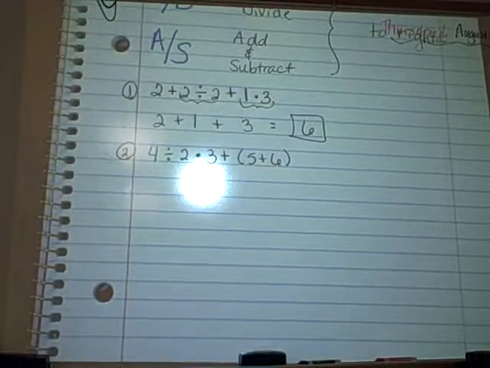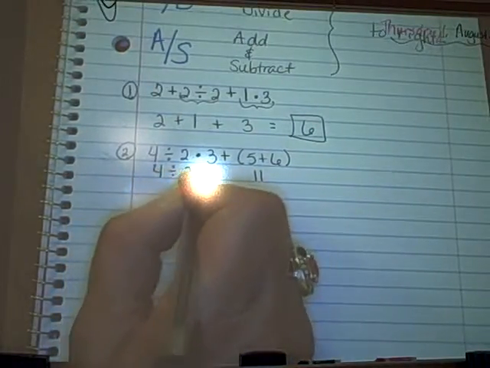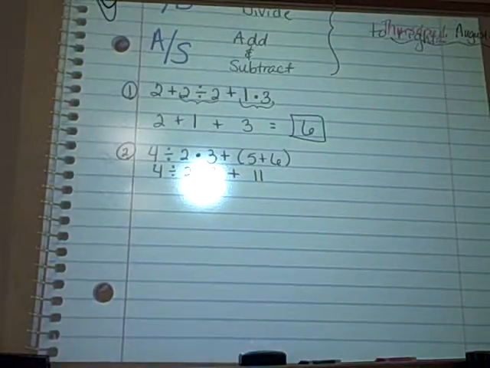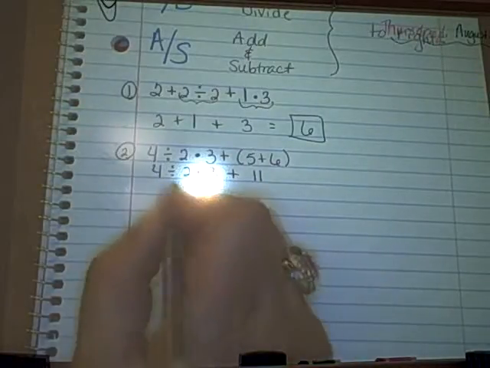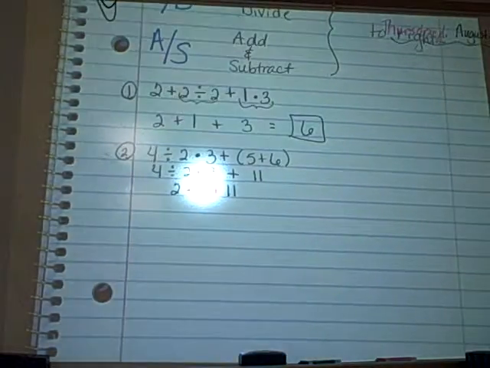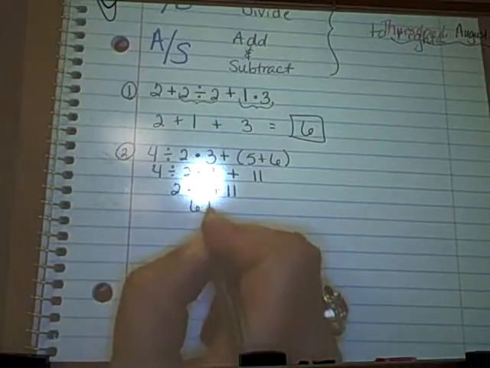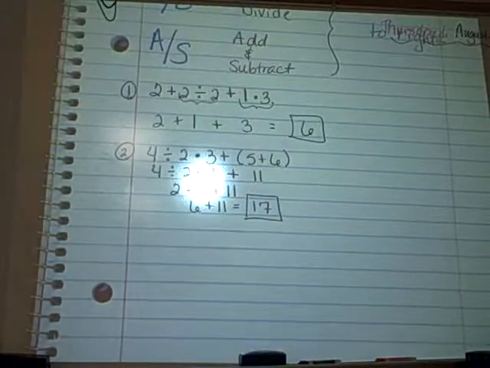Okay, so I have parentheses, so we need to do parentheses first, right? That's the first thing in PEMDAS. So 5 plus 6 is 11. I'm just going to rewrite this. Then I have 4 divided by 2 times 3 plus 11. Multiply and divide comes next. Technically the M is first in PEMDAS, but I need to go left to right. So which do I do first? Division. 4 divided by 2 is 2. Now I multiply. 2 times 3 is 6. You should get 17 as your answer.